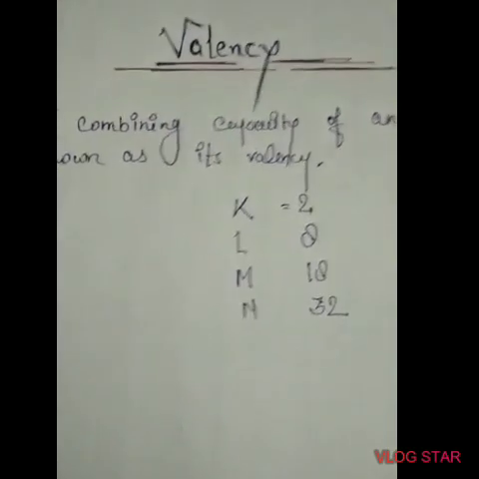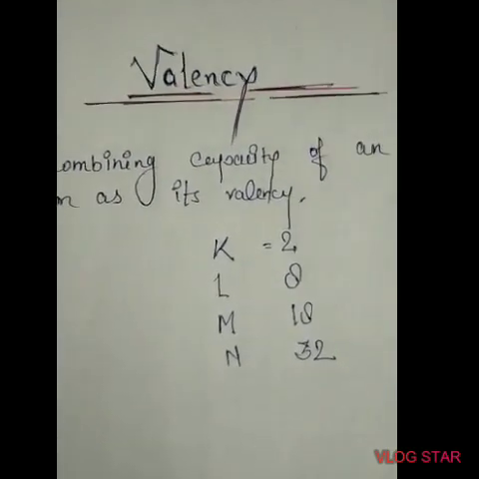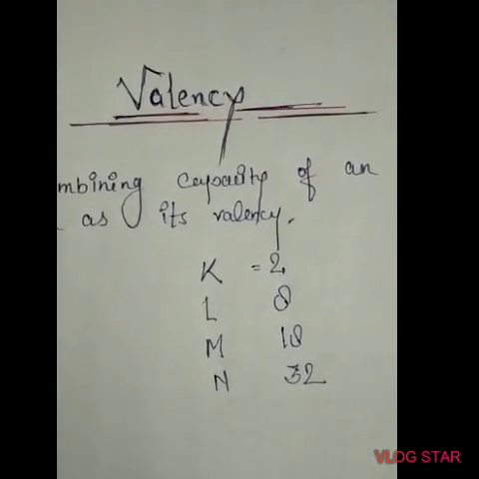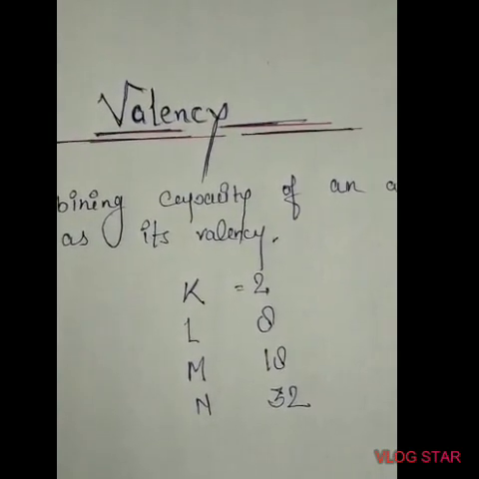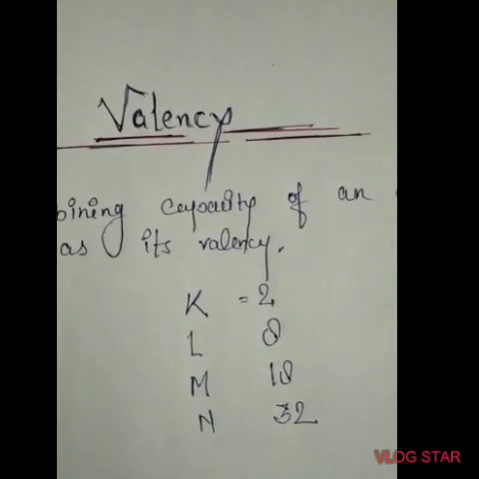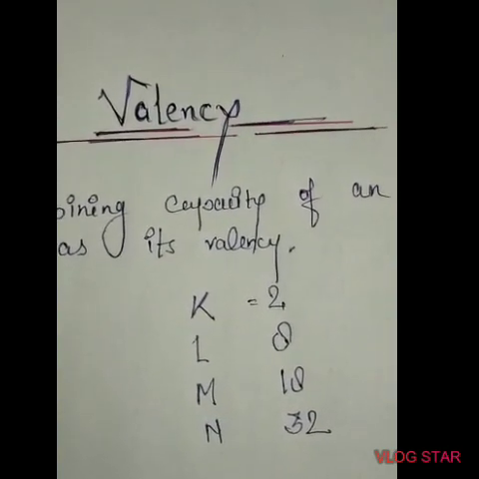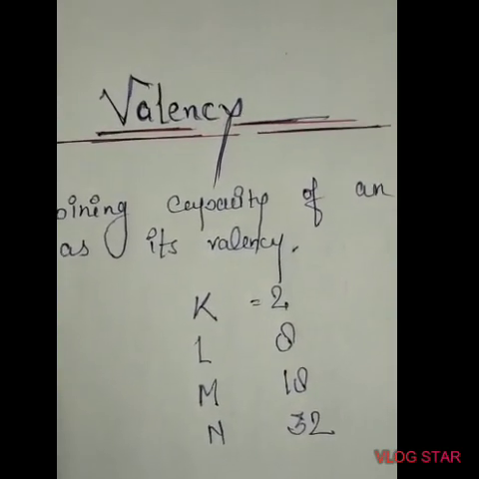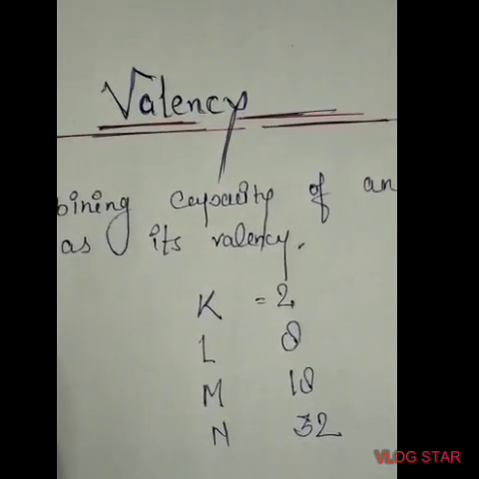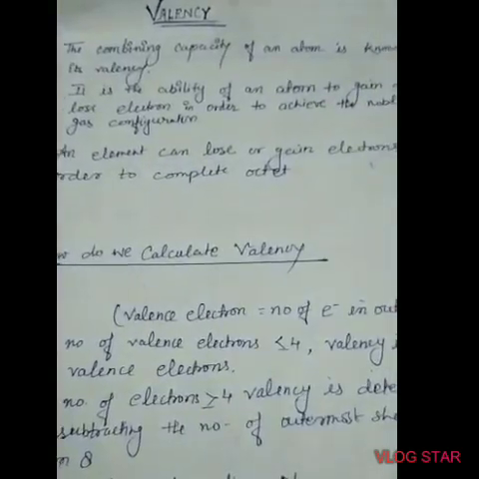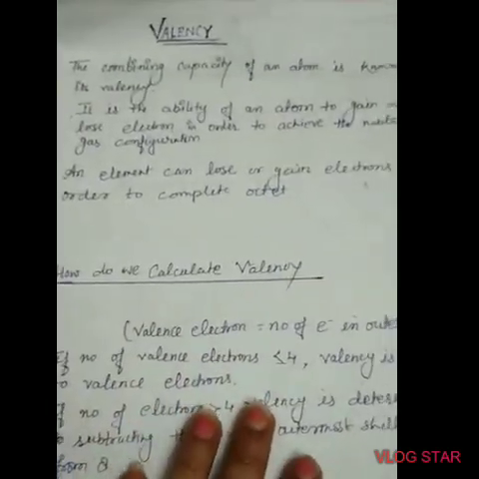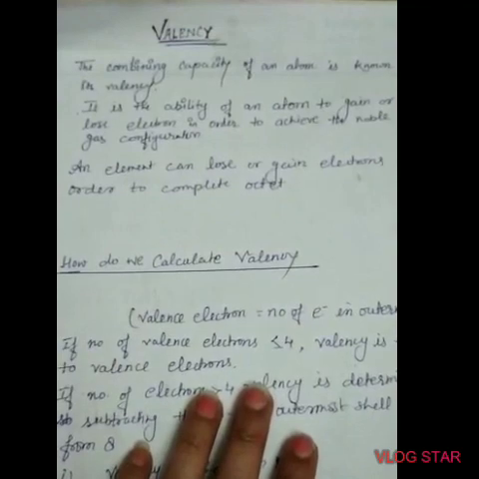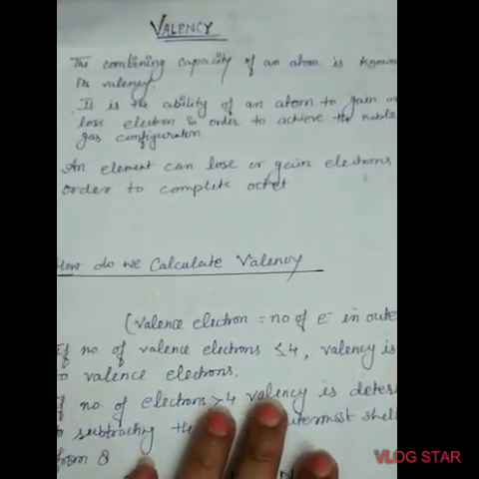The second thing we must know to find the valency is the atomic number of the element. It makes it easier to find the valency. Without the atomic number, we cannot write the electronic configuration, and without writing the configuration, we can't find the valency. So, valency is the ability of an atom to gain or lose electrons to achieve the noble gas configuration.